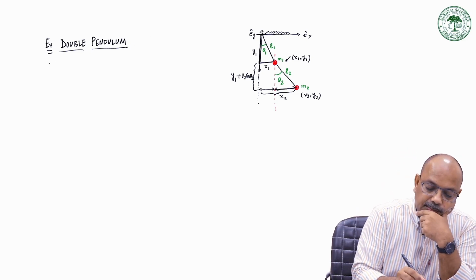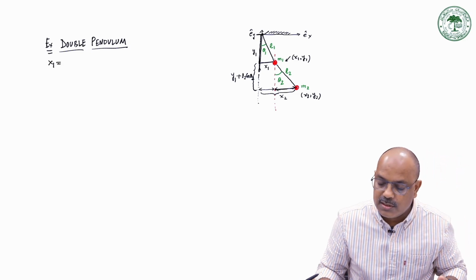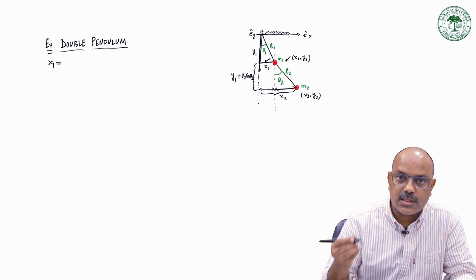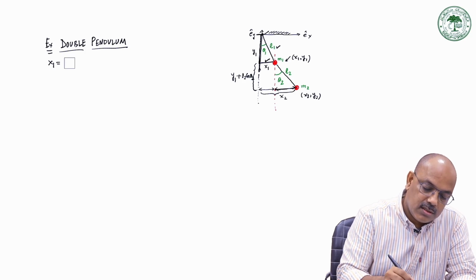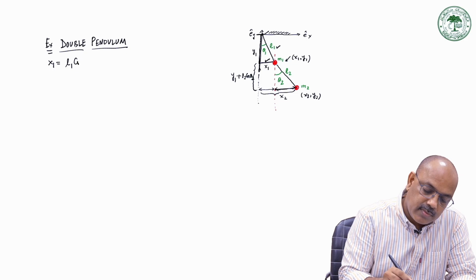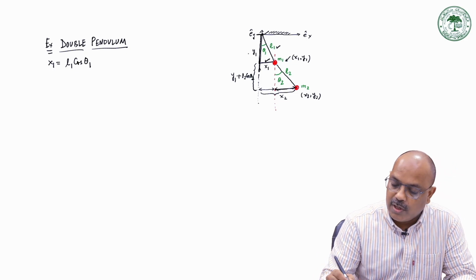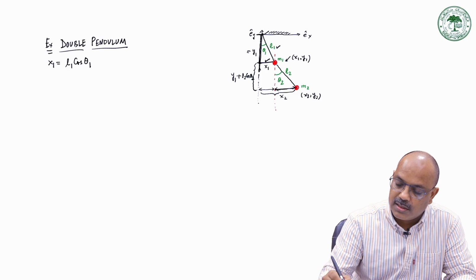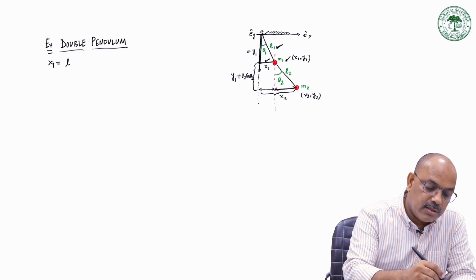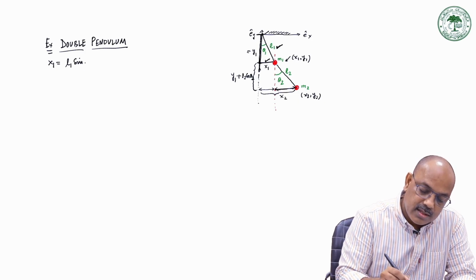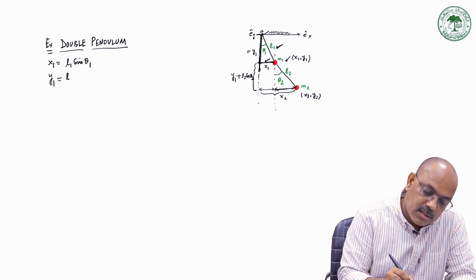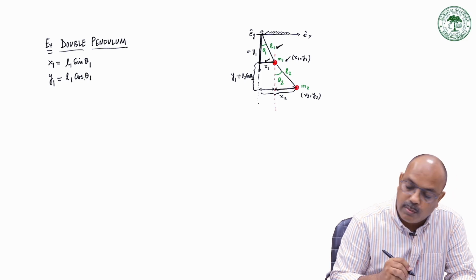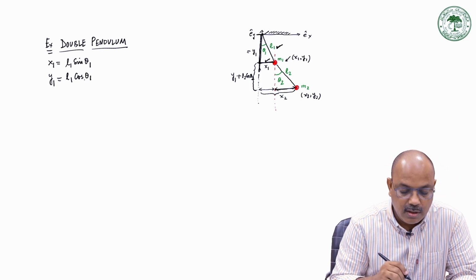My x1 is here. This is L1 sin theta 1, because this is the length we are talking about, and y1 is L1 cos theta 1. Okay, so now we need x1 dot and y1 dot also. But before that, let's write x2.